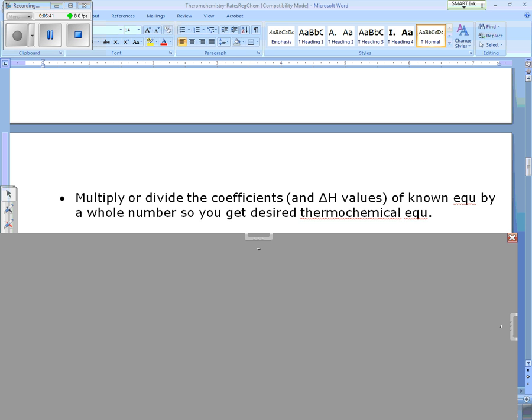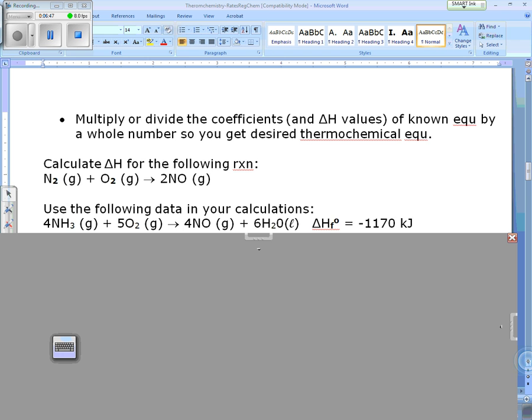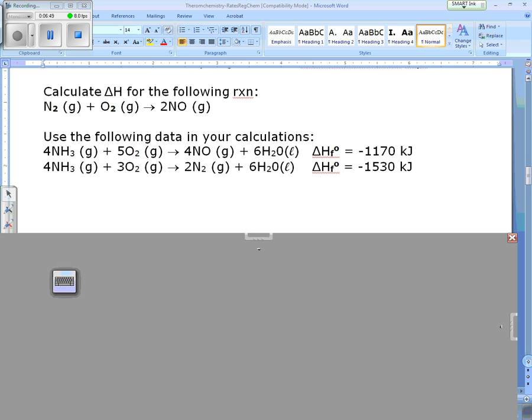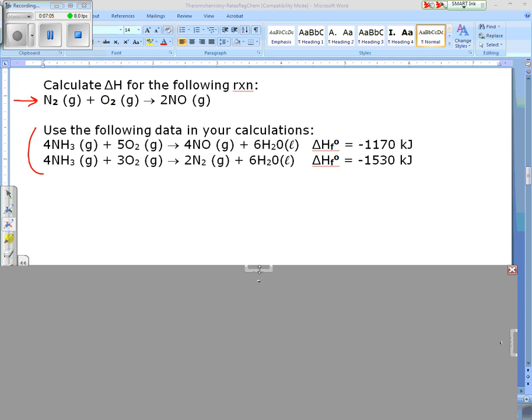So we can do those two things as part of our manipulation for certain reactions. So here's a practice problem that we're going to work together, and then I'll have one for you guys to work. It says calculate the delta H for the following reaction. This is going to be our goal equation. This is what we are going to try and make these guys into with our manipulations.